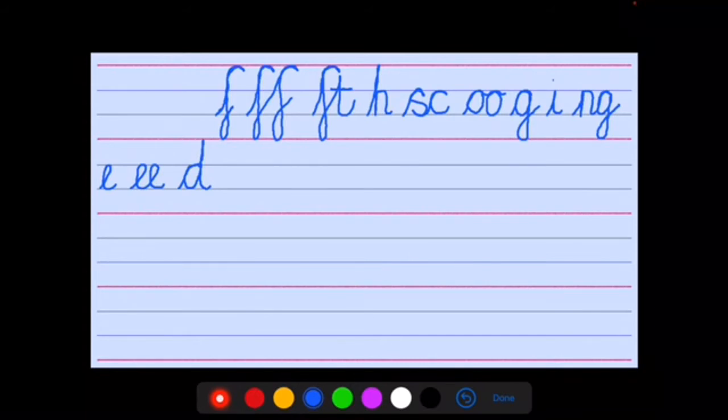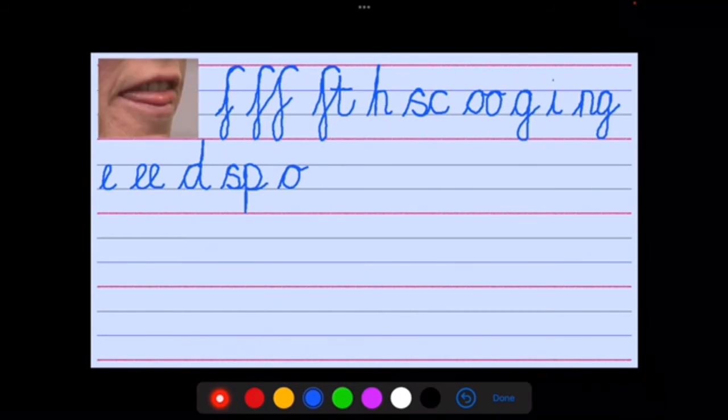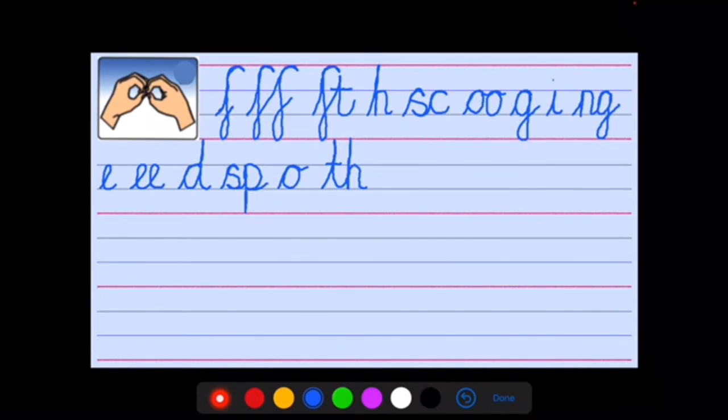Sp is S, P. O is O. And V are T, H. B is B.